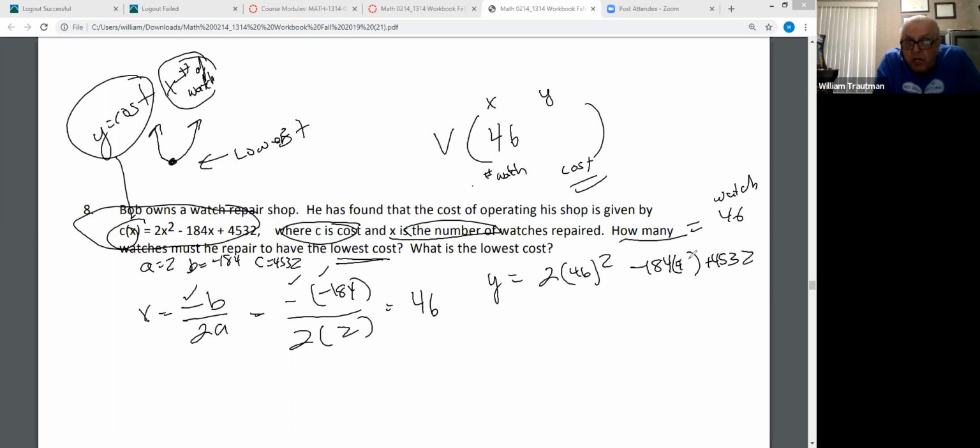The 46 watches makes the lowest cost. So I'm going to put that in my calculator: 2 parentheses 46, and then I'm going to square that, minus 184 parentheses 46, close parentheses, plus 4532. And I get 300.